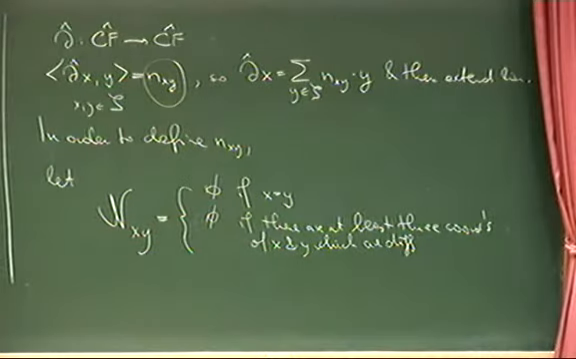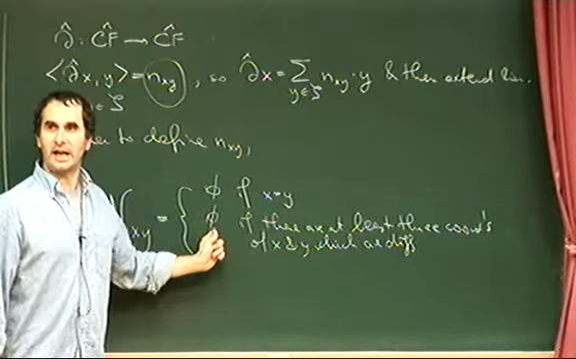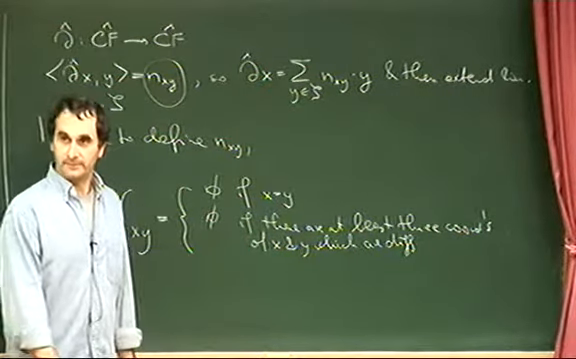Remember, the alphas are not ordered. So you have 2 unordered k-tuples, and some coordinates might coincide and some might not. And if there are at least 3 differing coordinates, then you just declare this set to be empty. Okay?